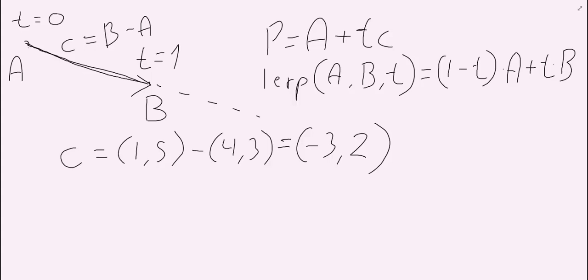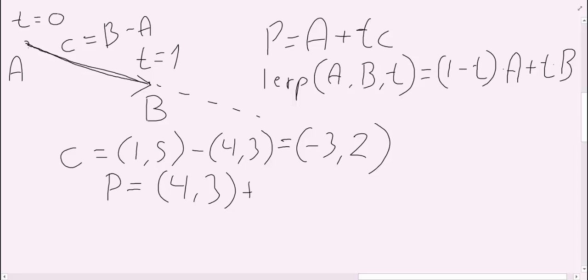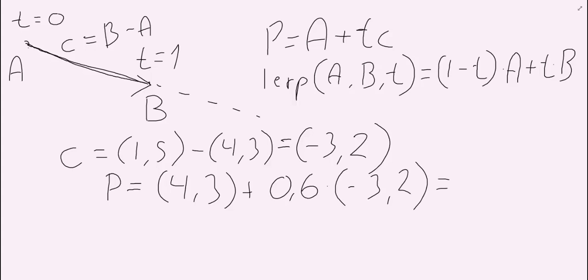And then after we've done that, we can say P equals A, which is 4, 3, plus T, which is 0.6, times the vector c, which we just calculated as minus 3, 2, which will give us, so 0.6 times minus 3 is minus 1.8, so 4 minus 1.8 is 2.2, and then we have 0.6 times 2, which is 1.2, 3 plus 1.2, 4.2. So this is one way of getting this.